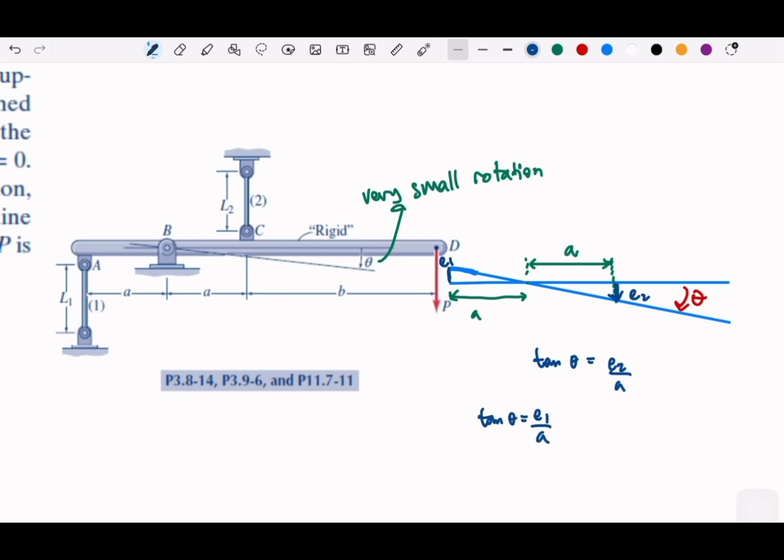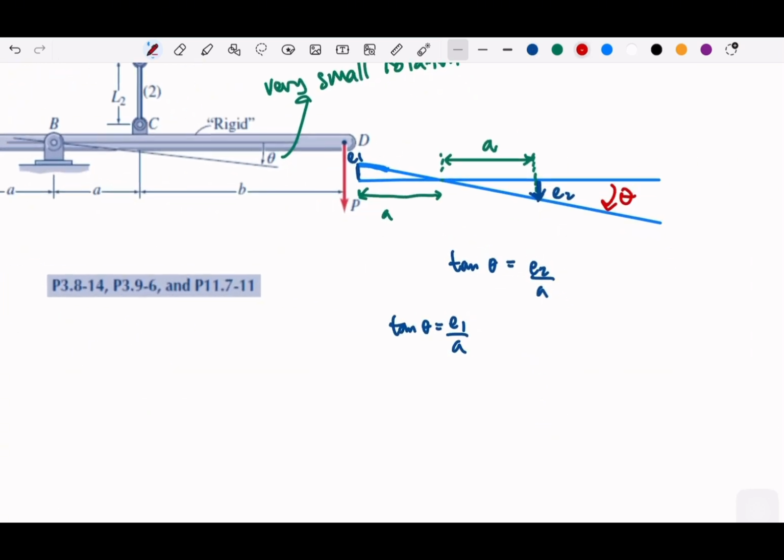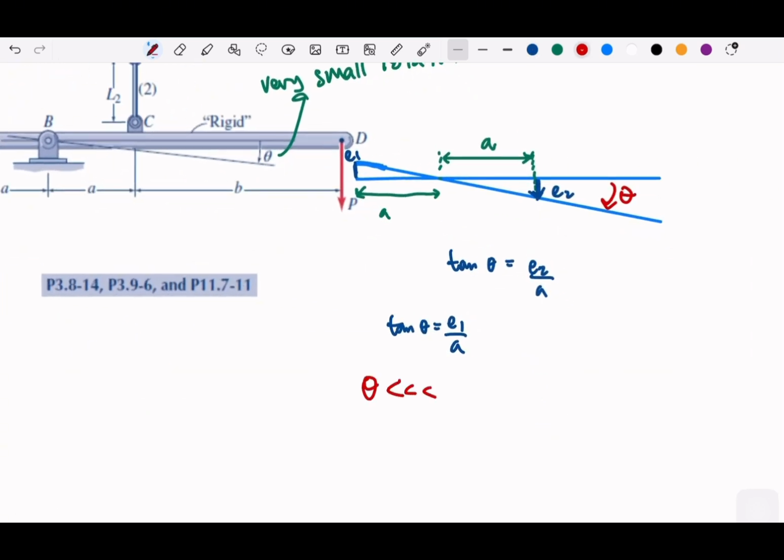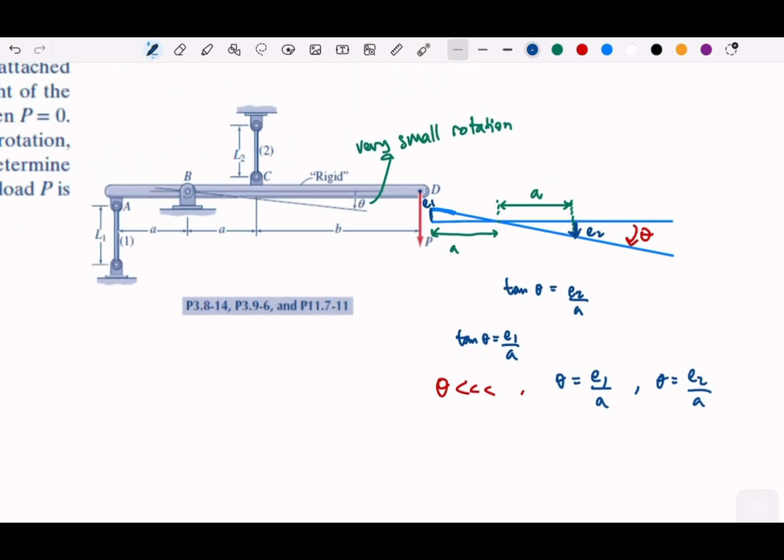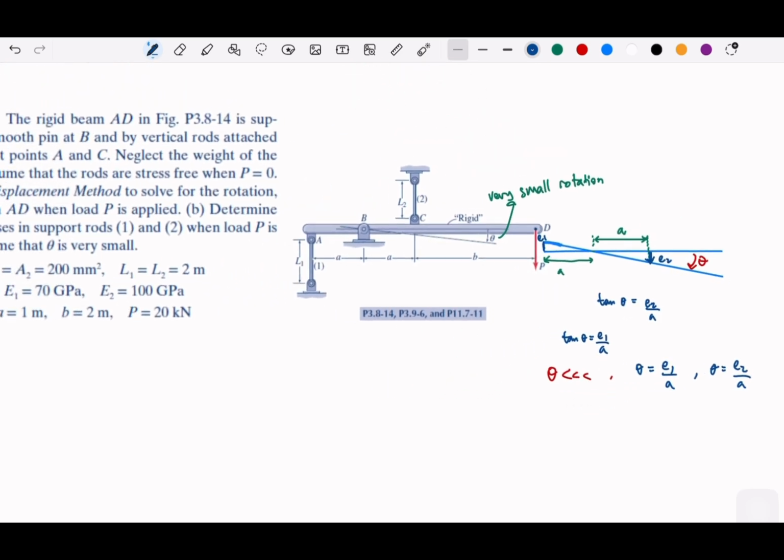Okay, but remember, when the angle is very small, the tangent value is similar to that angle. So we can have approximations, okay? Because theta is very small, then we can write this as our approximation. Okay, this is just additional information to help you solve this part.